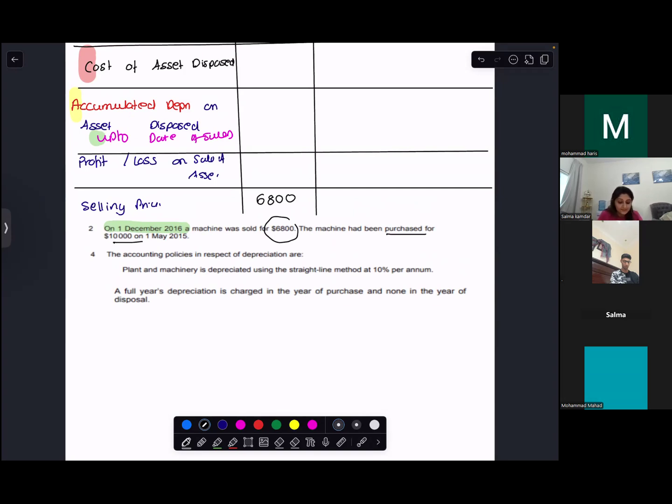What does this mean? The cost of the asset was 10,000. Very good. The cost of the asset was 10,000. Now, going ahead, I need to find two things: this and this, the accumulated depreciation and the profit or loss. Are you with me?